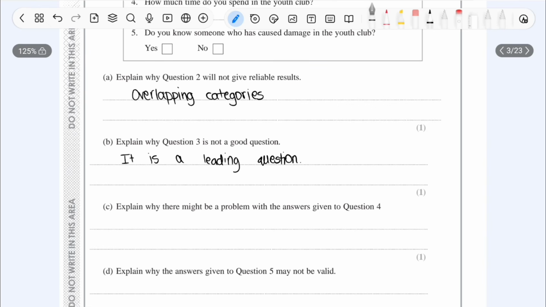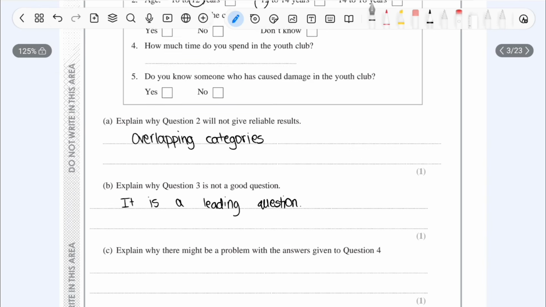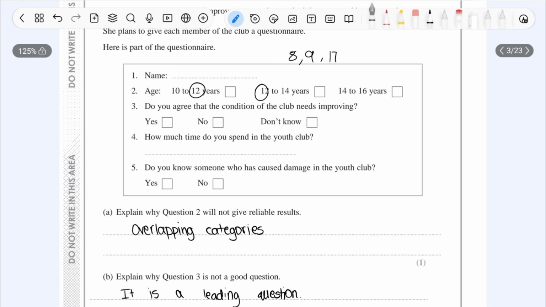Part C. Explain why there might be a problem with the answers given to question 4. So let's look at question 4. How much time do you spend in the youth club? Well, I can put 2, I can put 91, I can put, I don't know, I could put anything. Now, you can see what the problem is here. I could also put this.